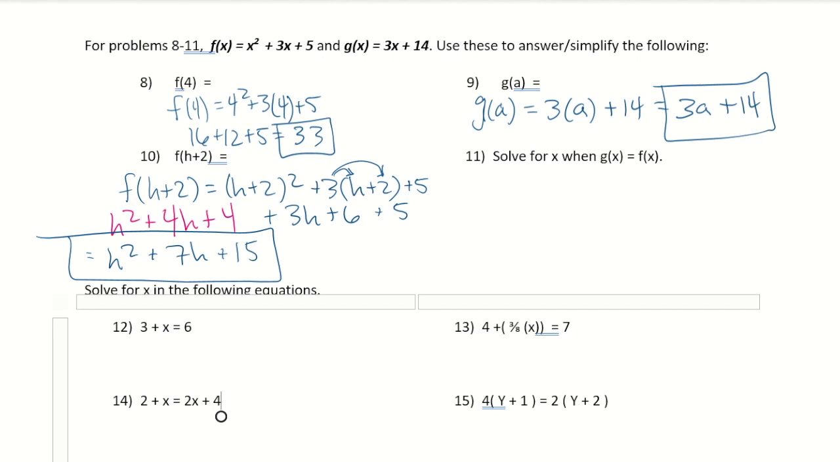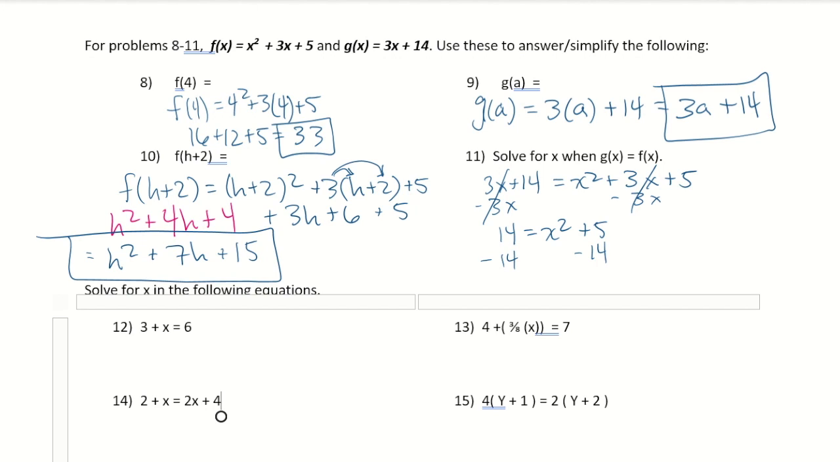And then now if g of x equals f of x, then we can just set these two functions equal to each other, and then start balancing the equation. Minus 3x, minus 3x. And we get 14 equals x squared plus 5.